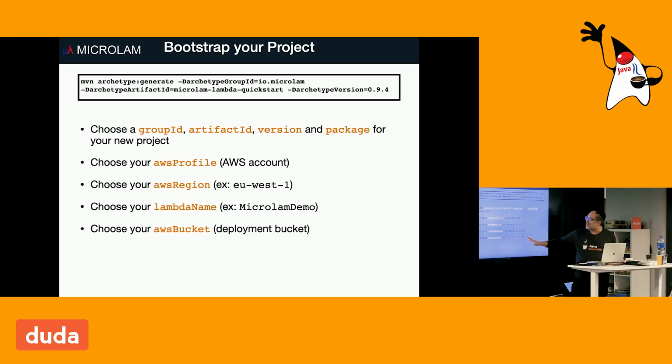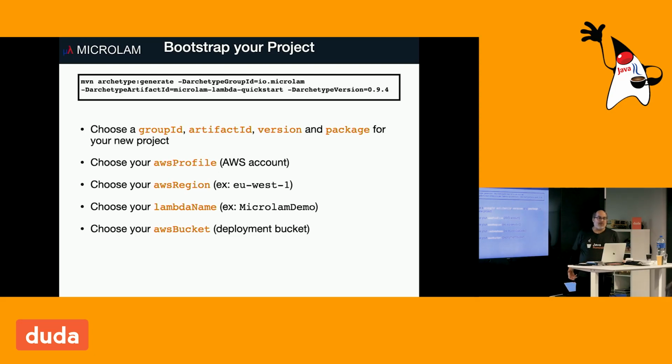Okay, so let's enter the Micro Lam world. Everything begins with this. You should know how to use it. You just copy paste and it will work. Afterwards, you have to answer a few questions. Group ID, artifact ID, version, package, you know what they are. Those are standard properties. And this is specific: you need to specify your AWS profile.